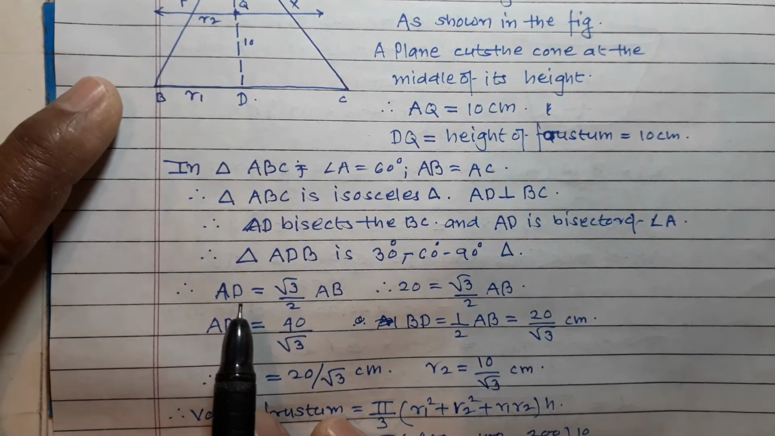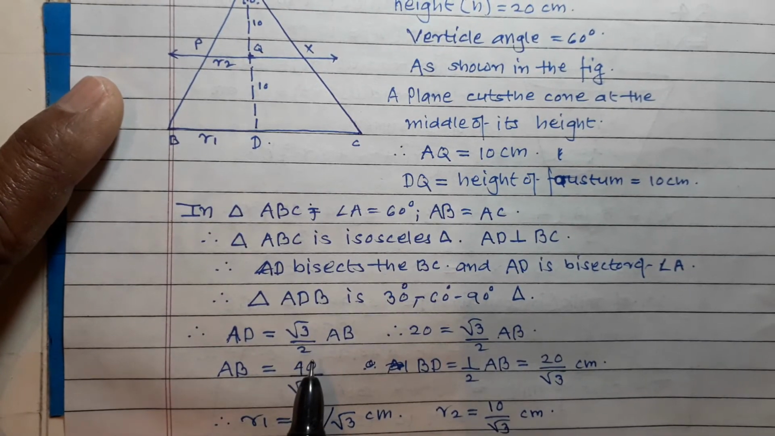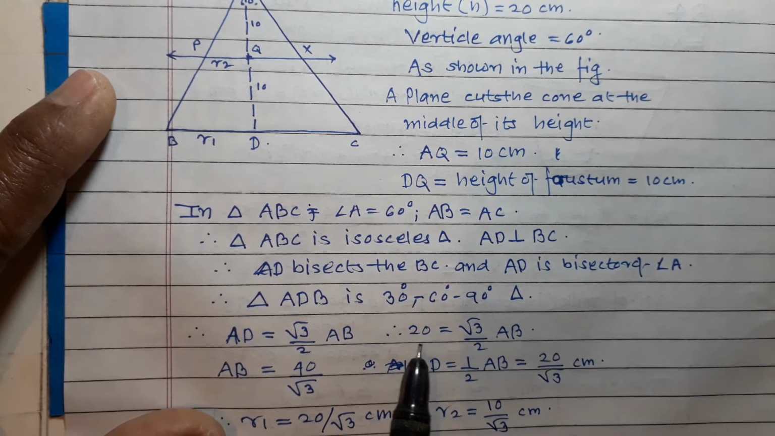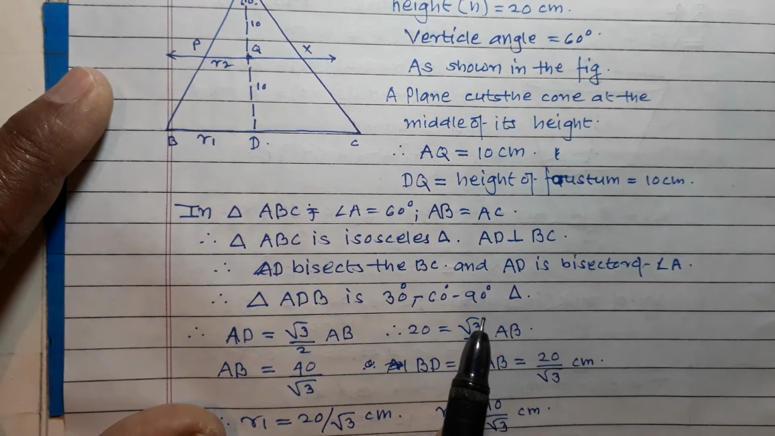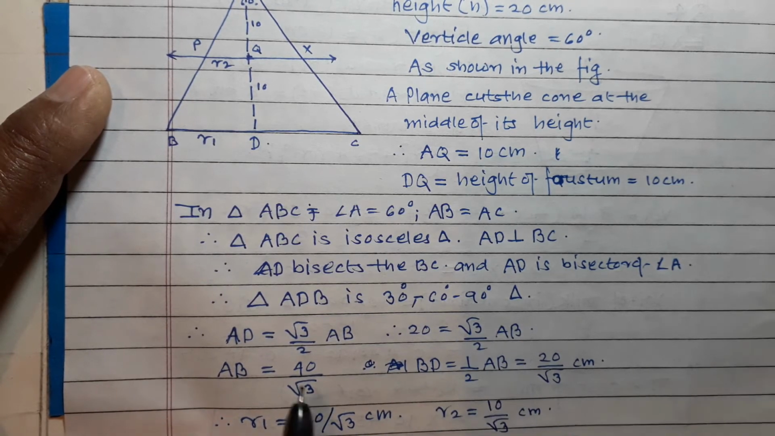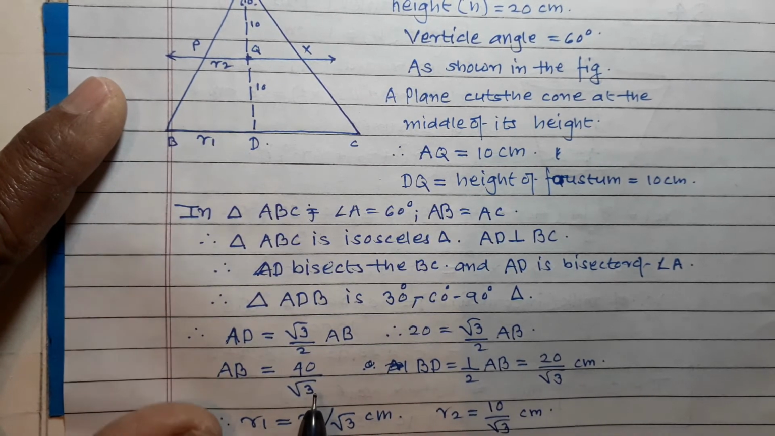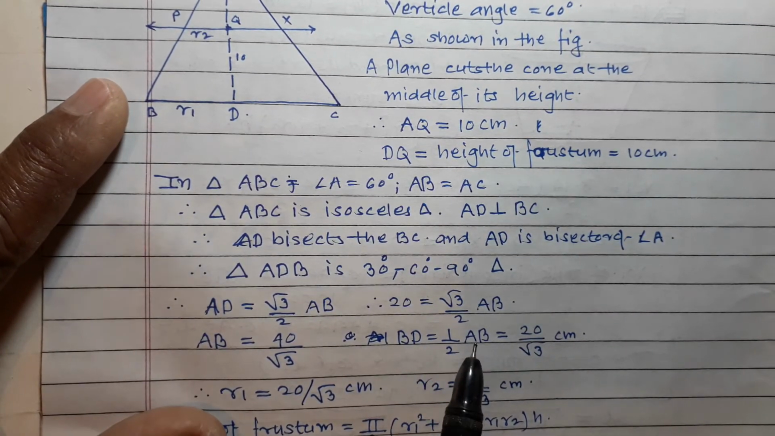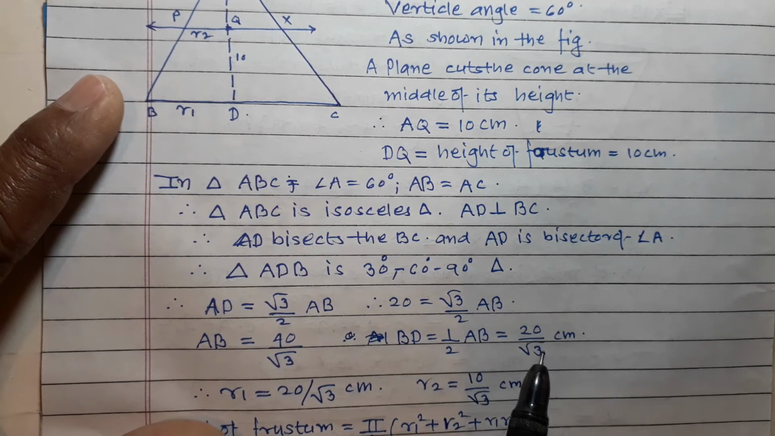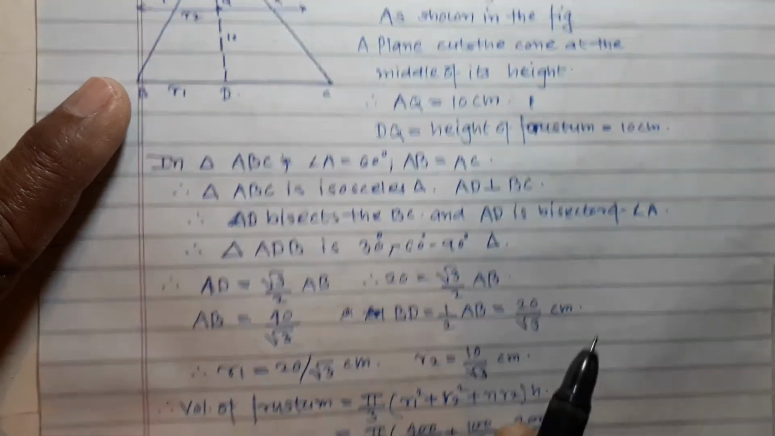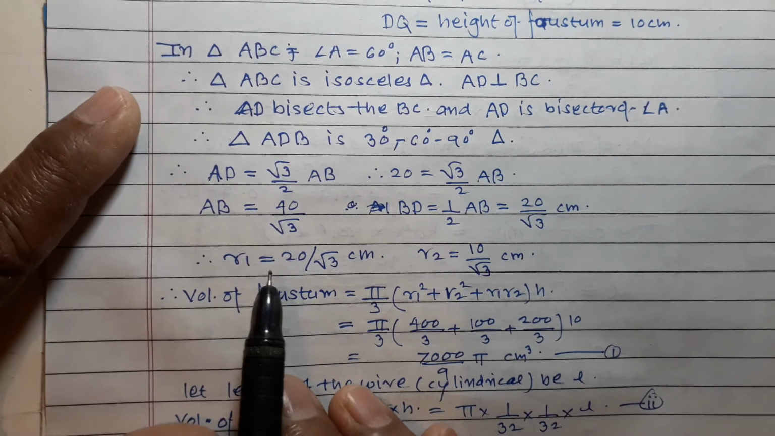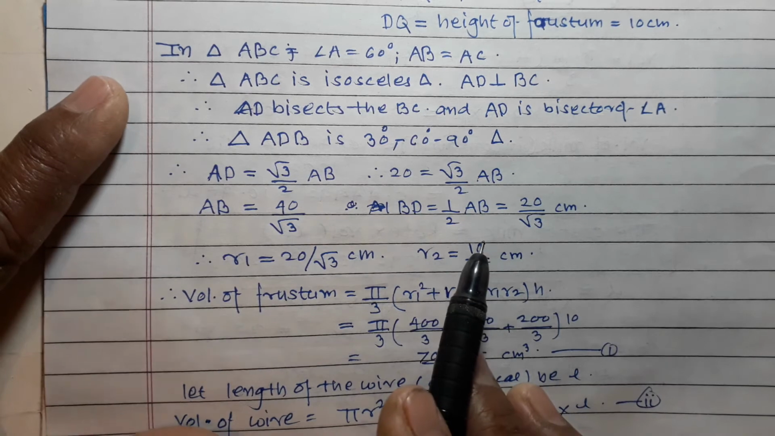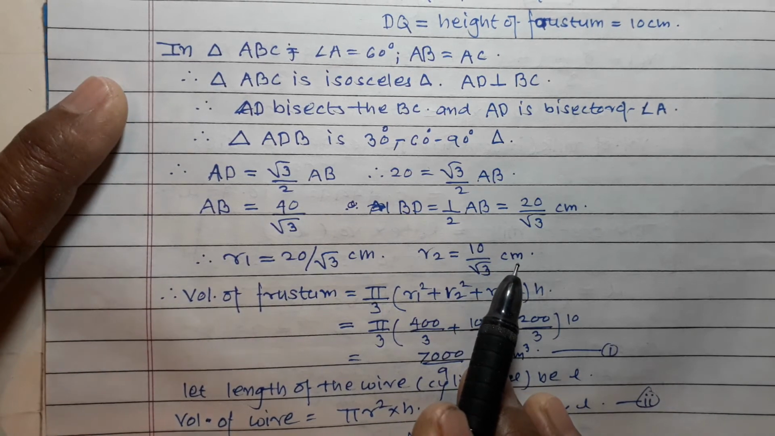So AD is equal to root 3 upon 2 AB, the side opposite to 60 degree. So 20 is equal to root 3 upon 2 AB, and hence AB is equal to 40 upon root 3. BD is equal to 1 upon 2 AB, which is 20 upon root 3 centimeter, and therefore R1 is equal to 20 upon root 3 centimeter and R2 is equal to 10 upon root 3 centimeter.